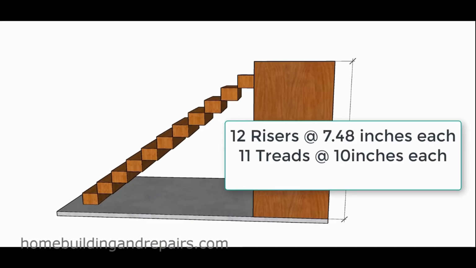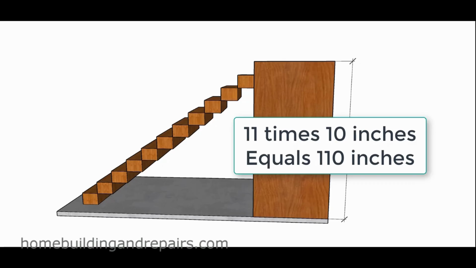After you have figured out the amount of risers you are going to need, you can figure out how long the stairway is going to be. And in our example here, we are going to use 10-inch stair treads. This would be 10 inches wide or 10 inches deep. This is not going to be the width of the stairway. This is going to be the width of the individual stair tread, or the depth of it.